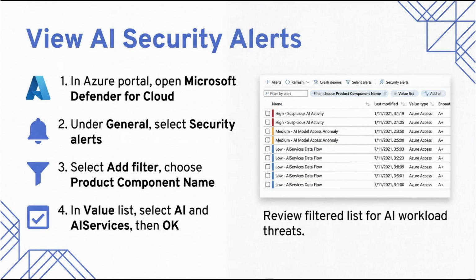To view AI specific alerts, go to Security Alerts in Defender for Cloud, add a filter for product component name, and select AI and AI services. This surfaces only threats relevant to your AI workloads.